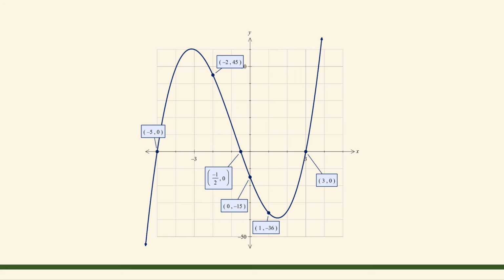Therefore, our graph will enter in quadrant 3, cross the x-axis at negative 5, and then turn in quadrant 2 and go through the point negative 2, 45, cross through the x-axis again at negative 1/2, pass through the y-intercept at 0, negative 15, and also pass through the point 1, negative 36, where the graph will then turn again in quadrant 4, and then come up and cross the x-axis again at x equals positive 3, and continue upward and exit in quadrant 1.